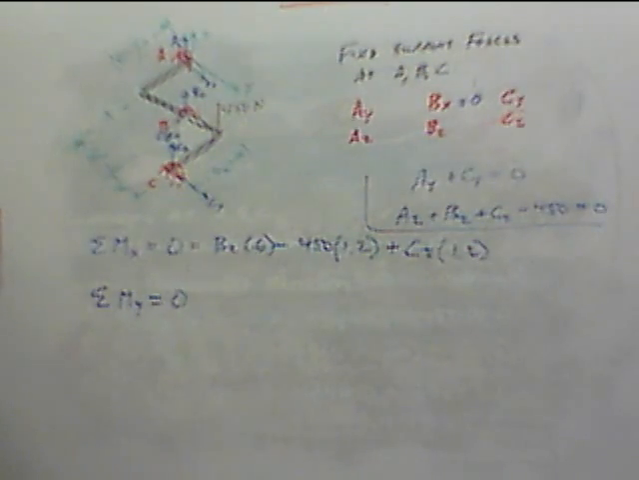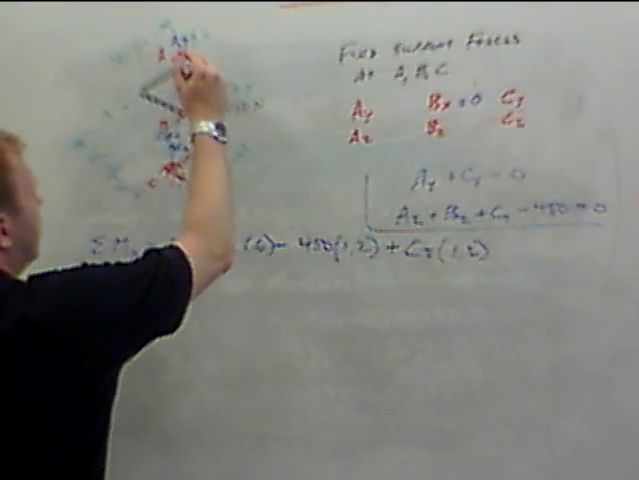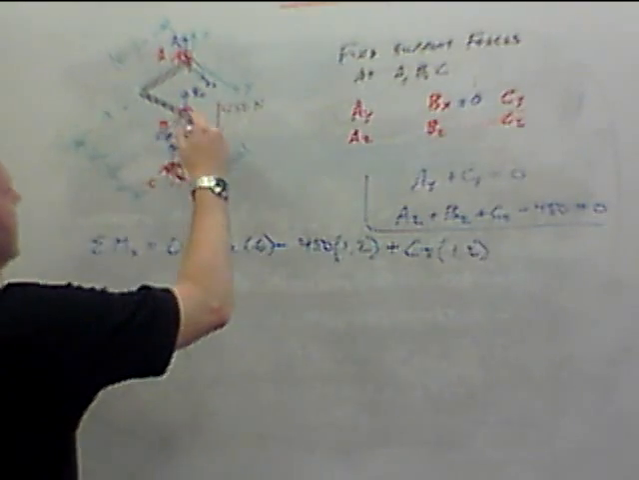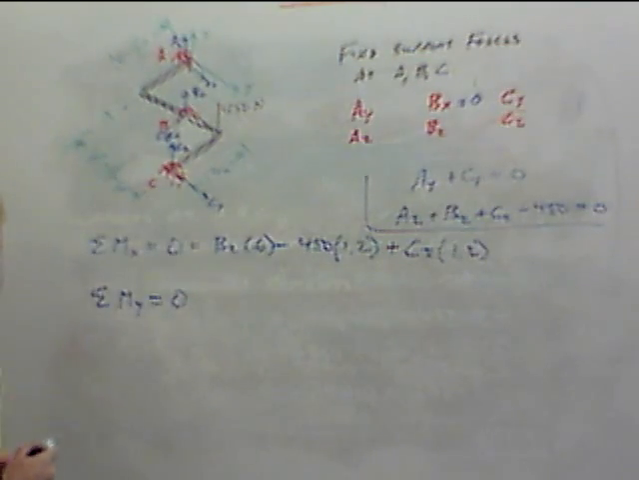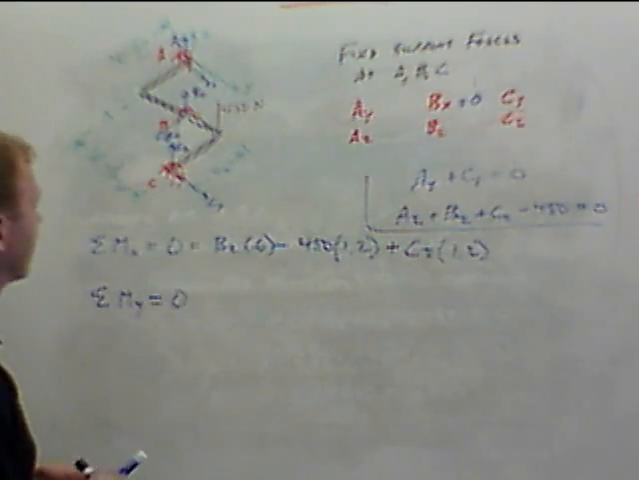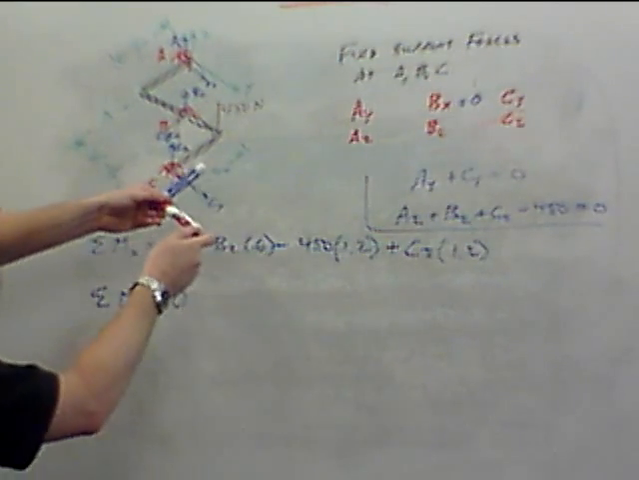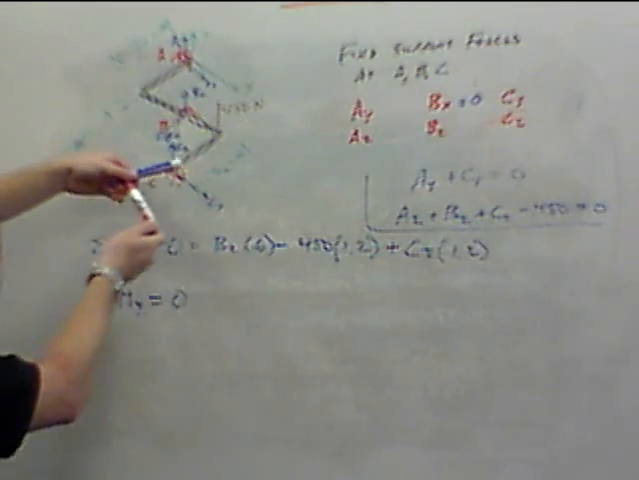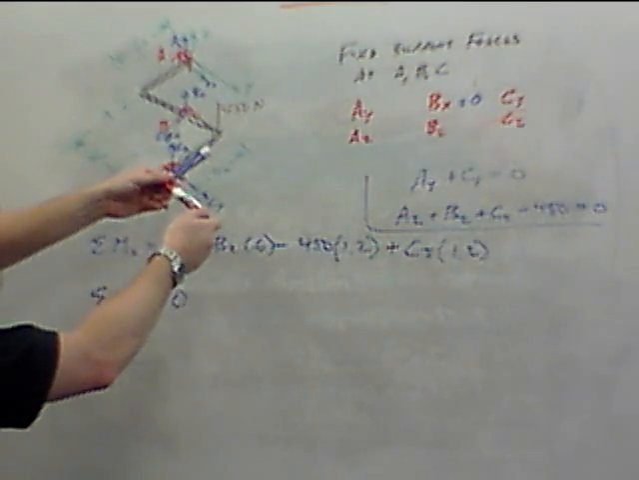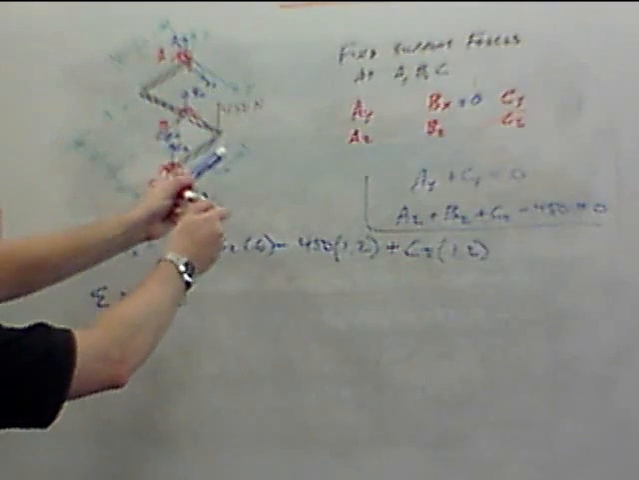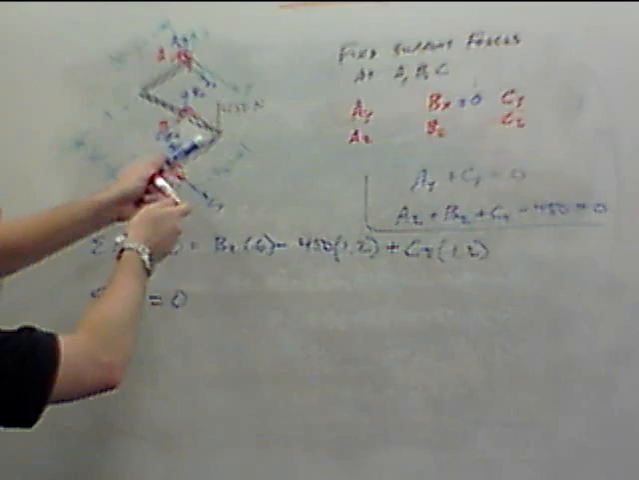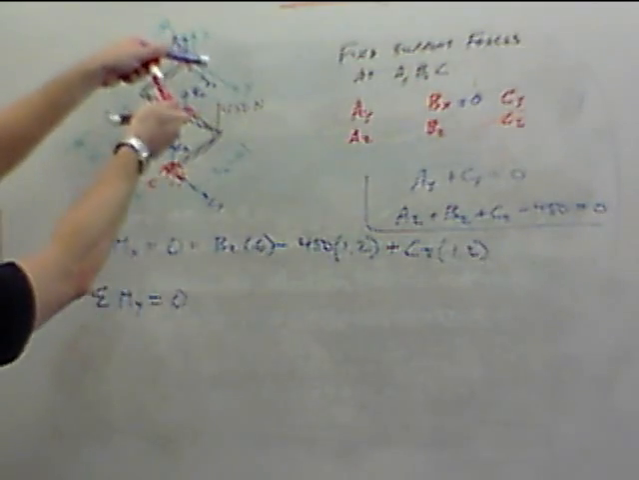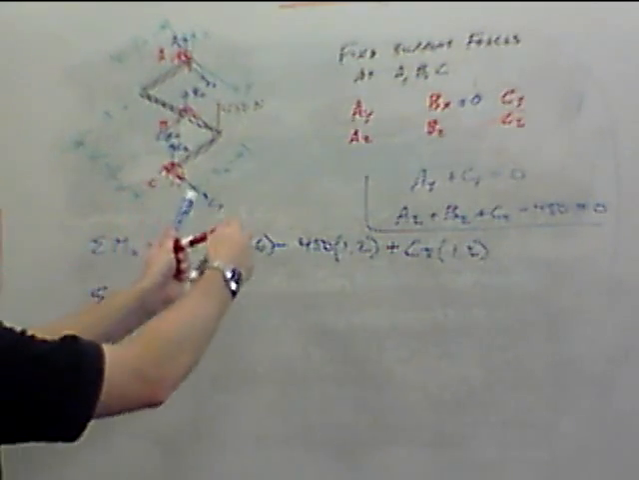So moment about y, this does not cause any moment. Bx would cause rotation this way, but that's about the z-axis, it's not about the y. Bz will cause rotation about the y. That does count. The 450 causes rotation about the y. Cz will cause rotation about the y. Cy does not.